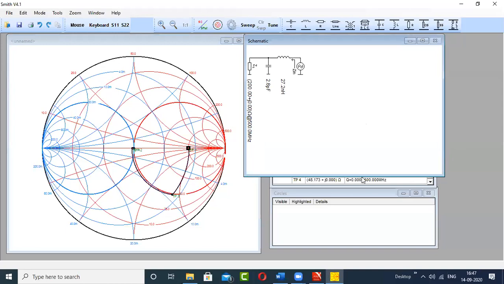So if you have any query related to the two different techniques, impedance matching using resistive components and reactive components, you can ask.